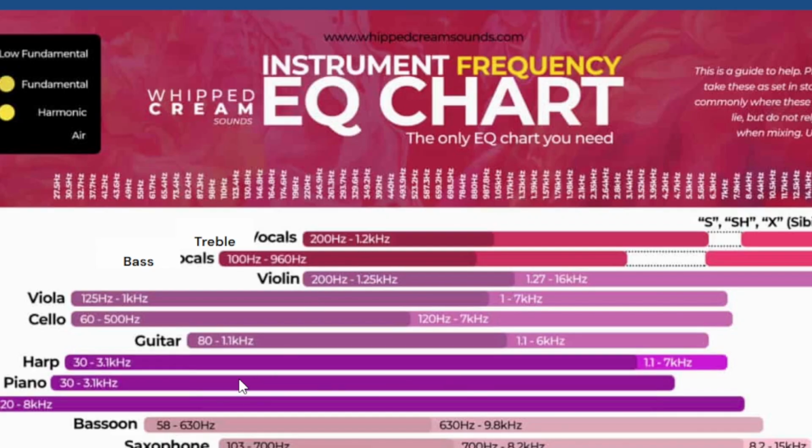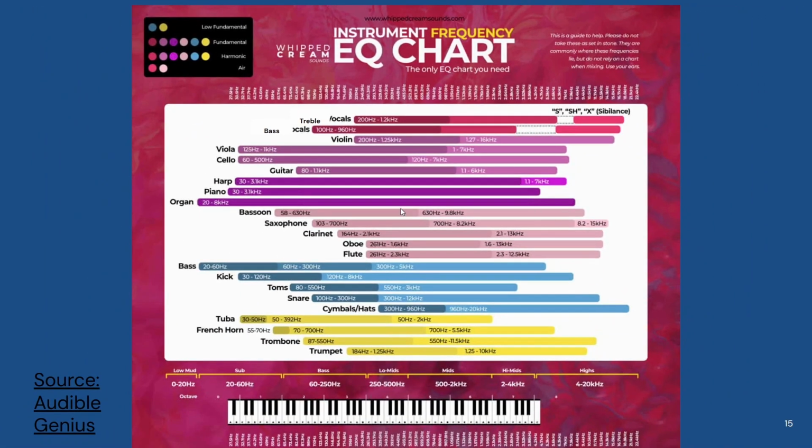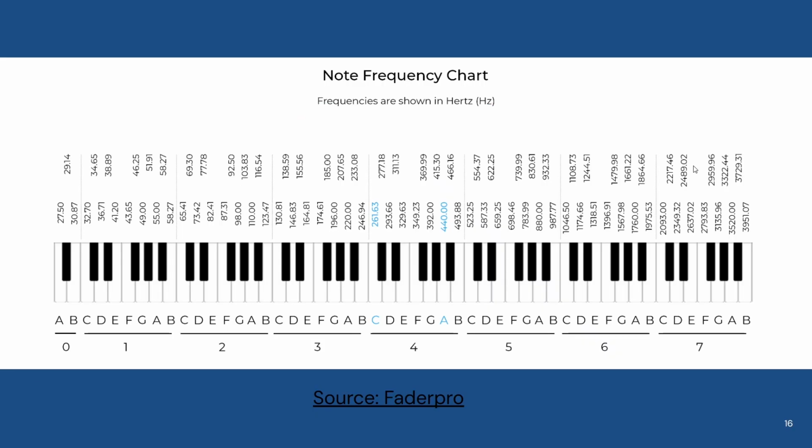If I play the high notes on a piano, that's 3,100 vibrations per second. That is some fast vibrations. Here's a frequency chart as shown on the piano.